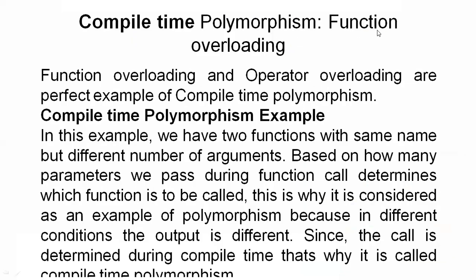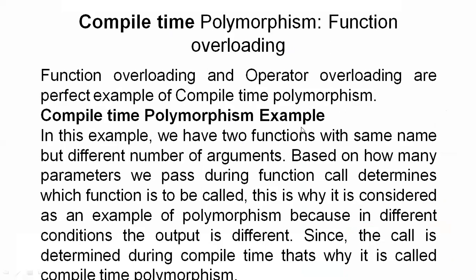Compile time polymorphism is called function overloading. We have already seen an example of function overloading. Function overloading and operator overloading are perfect examples of compile time polymorphism.